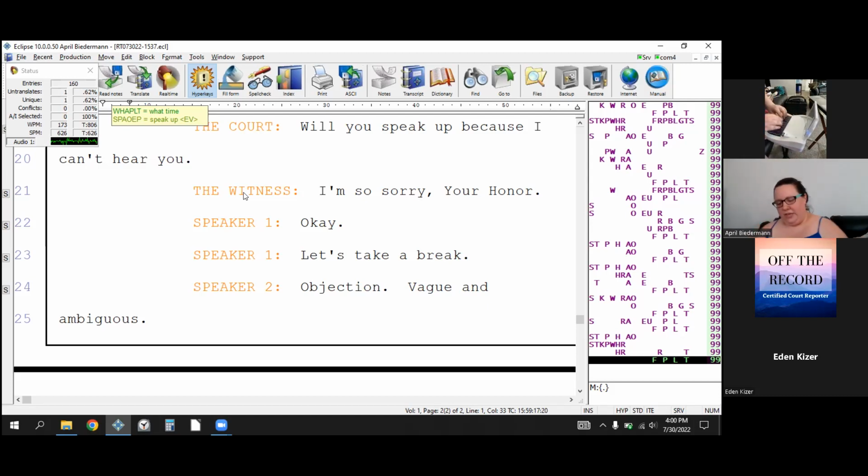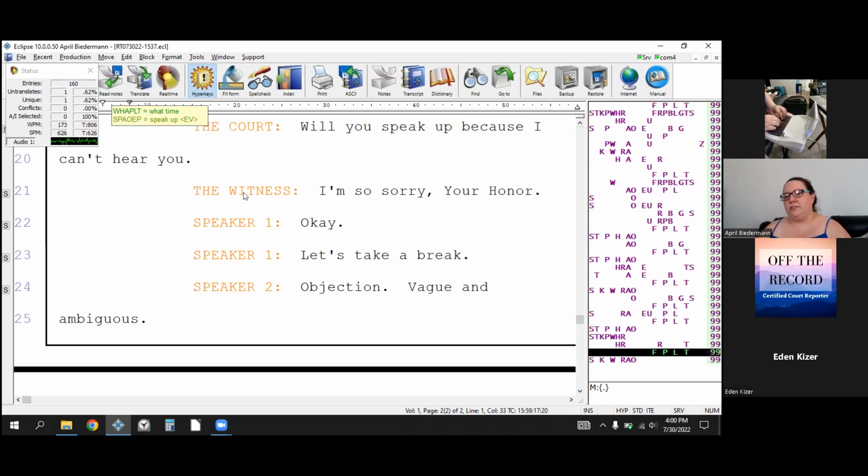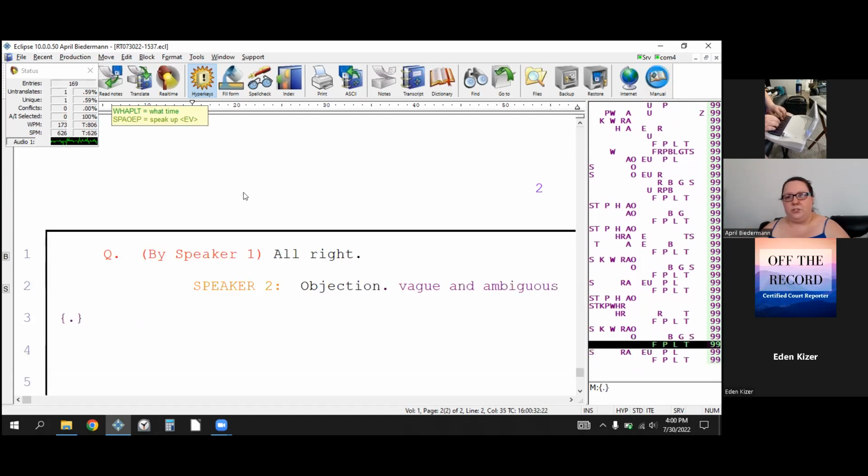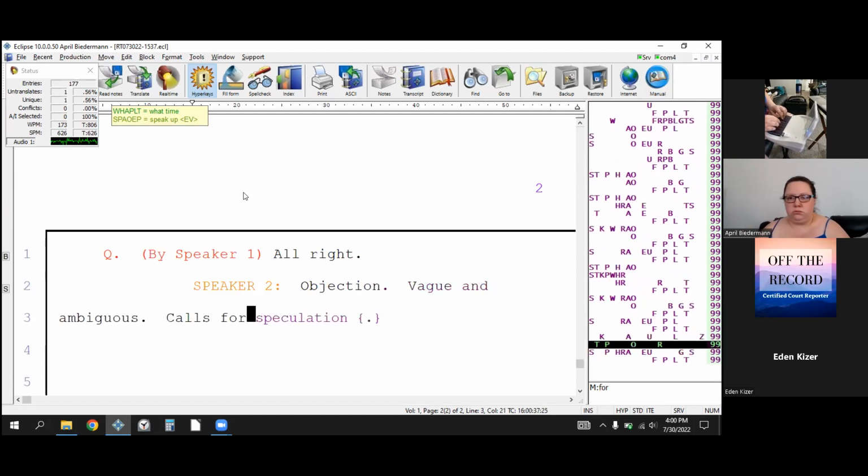Let's say you're doing Q&A back and forth, so you're hitting the left bank for Q and the right bank for A, and then you have an objection. When the objection comes in, you're going to hit screw, and then whatever they say. So they say objection, vague and ambiguous, calls for speculation. I'm trying to think of other popular objections, but I can't think of them right now because it's Saturday and my brain is turned off.